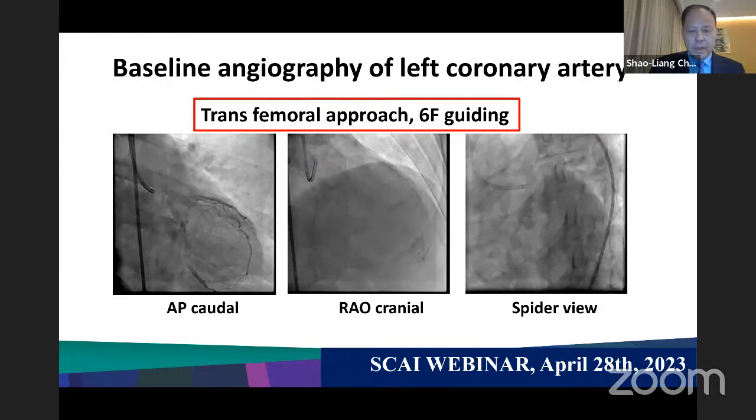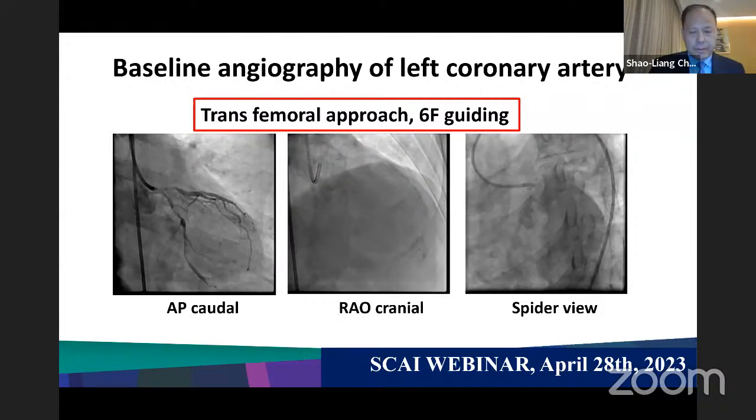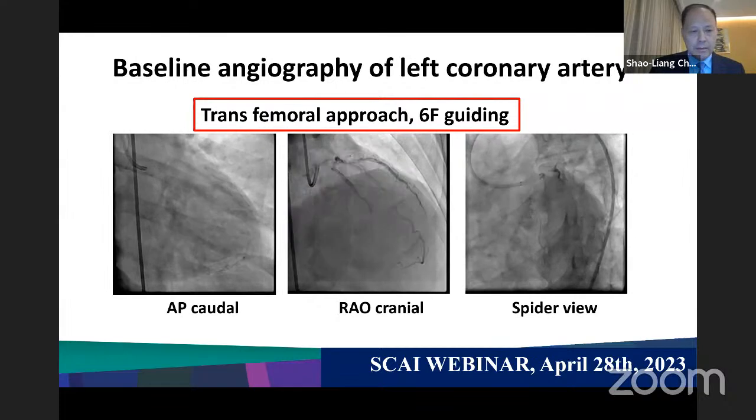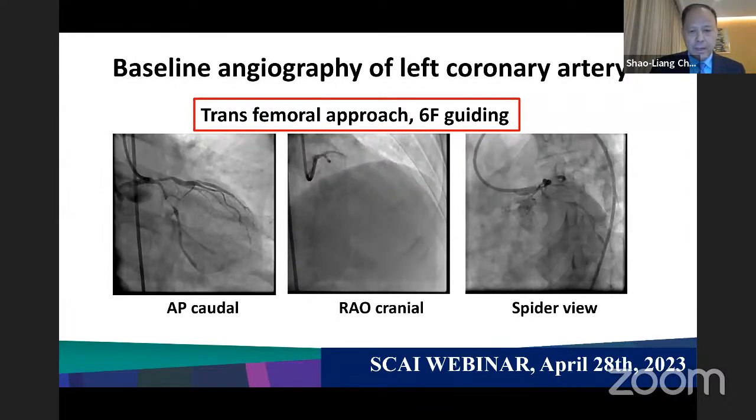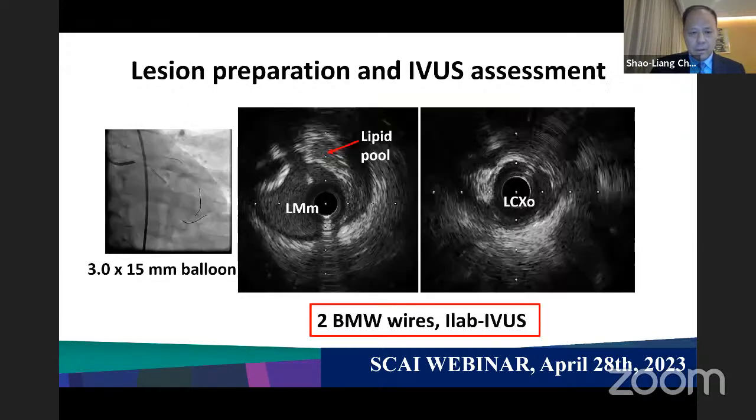And also a very tight stenosis at the proximal LCX. From the views, we can calculate the possible diameter of the left main should be around 4.5 to 5 millimeters. Immediately after predilation of the distal lesion, we check the IVUS. From two still images of IVUS, you can see in the middle body of the left main there is a very, very large lipid pool, which indicates it's an unstable plaque in the left main.